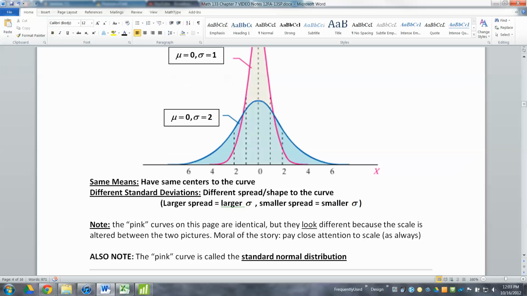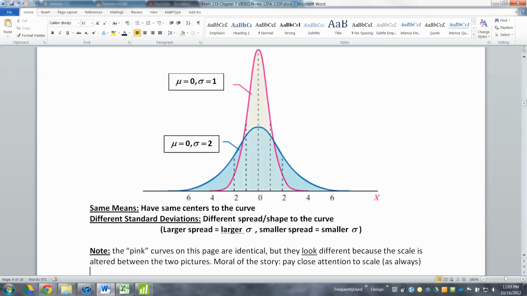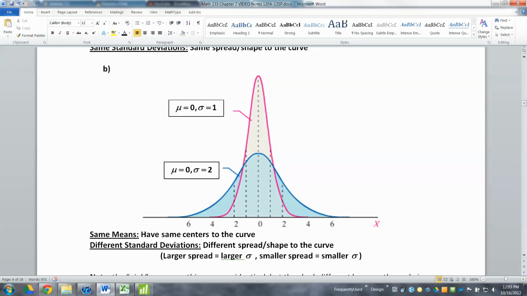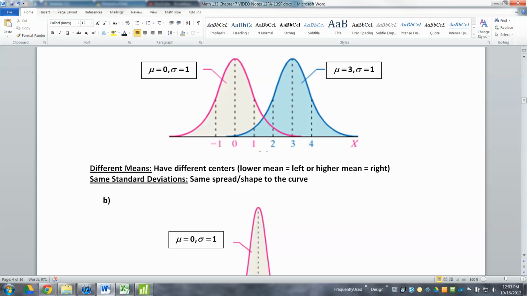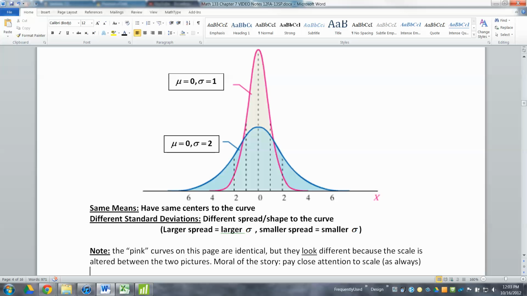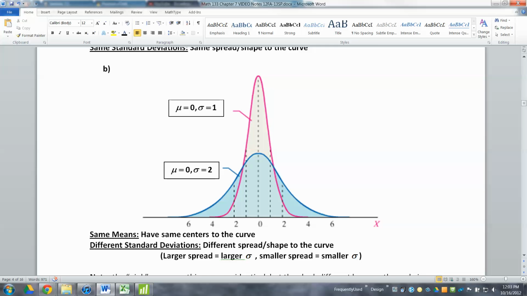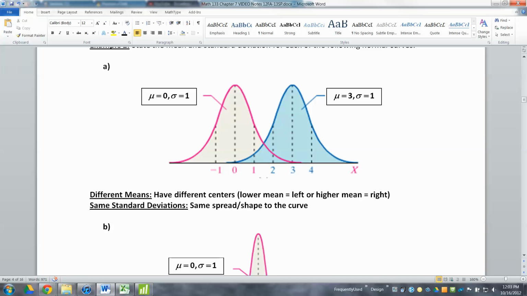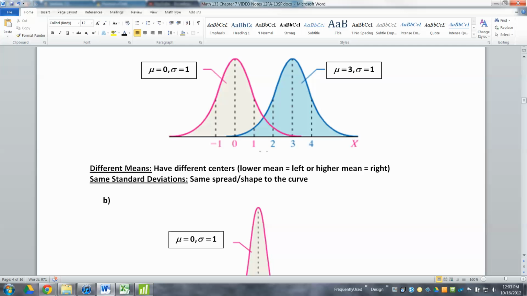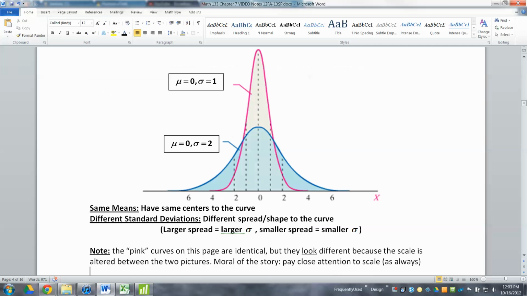Now, I want you to notice a couple other things real quick. The pink curves, which I know they might not be pink on your paper if you printed black and white, but you can use a pink highlighter or whatever. These two curves, the pink ones for me, they are identical. No, I'm not kidding. They're identical. They're the same curve. I know they look really different, but see how the mean is 0 and the standard deviation is 1 for both of them. That means they are the same curve. Interesting.